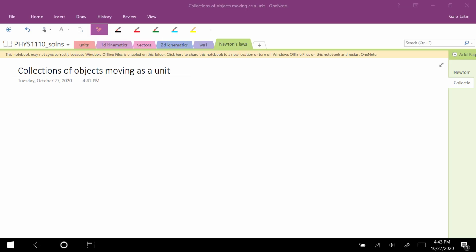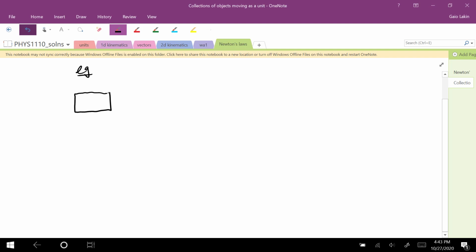For today, I'm going to show you how to do problems where you have collections of objects that are connected or pushing against each other in some way, and they're moving together as a unit. So the type of problem I'm going to talk about are ones like, let's say that you have two carts that are in contact.